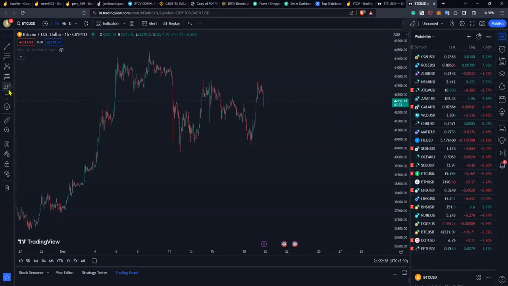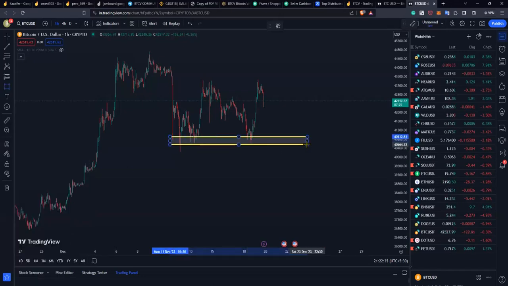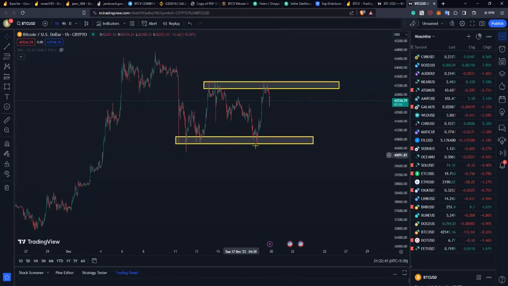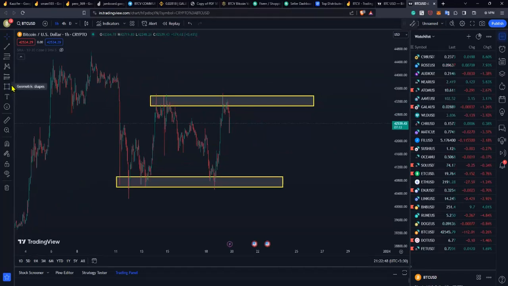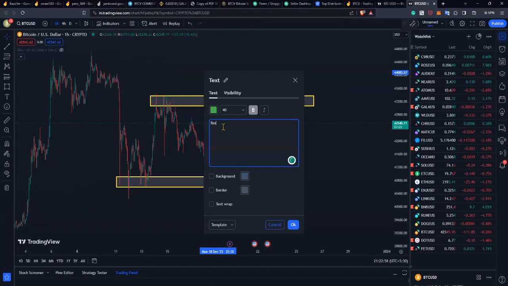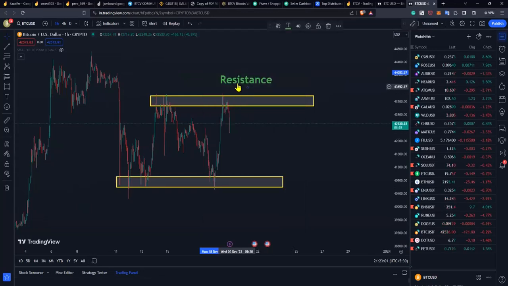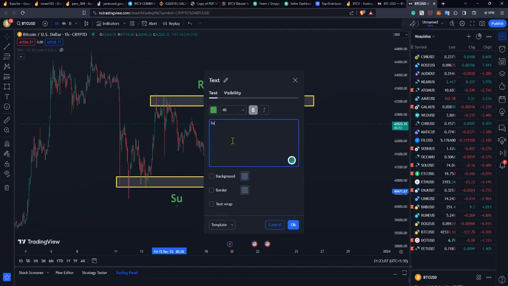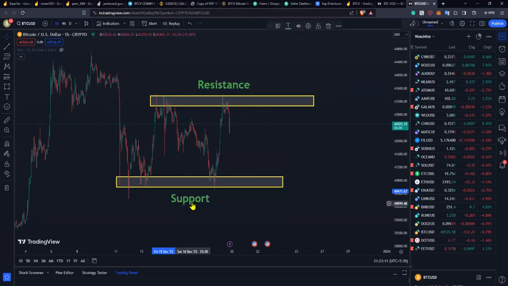Now what you have to do is basically very simple. Draw some support and resistance by using a rectangle. So that's a support for me. That's a resistance for me. Okay, so resistance, support. Correct. Let me do it in the proper way. Let me just write it here. That's a resistance. And this one is a support. Okay, this is how it looks. This is what you have to do.